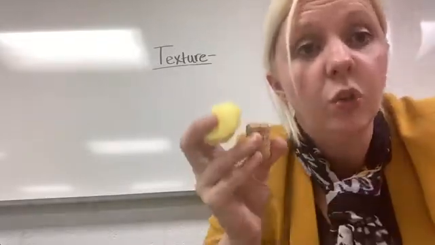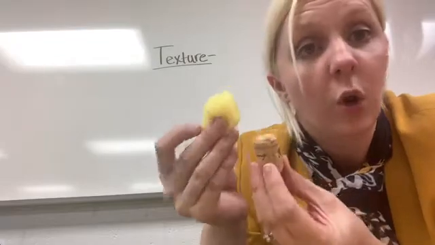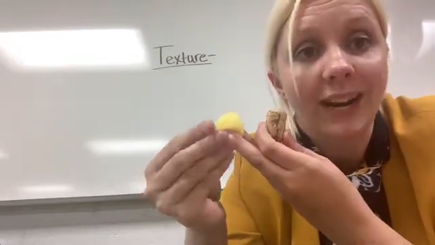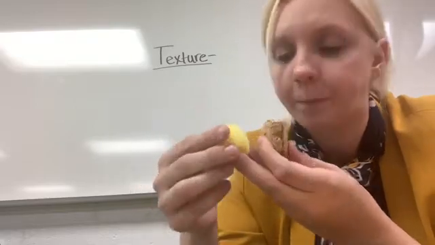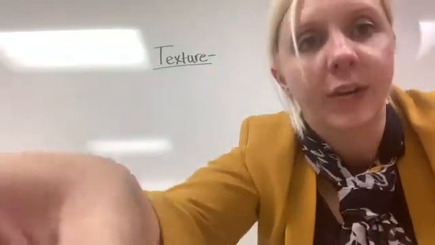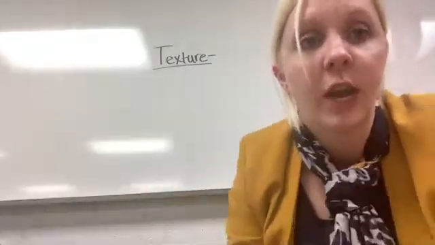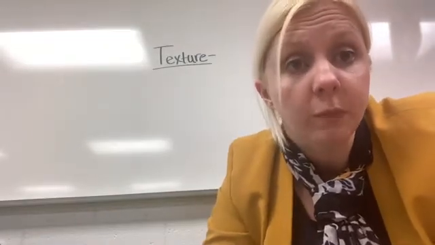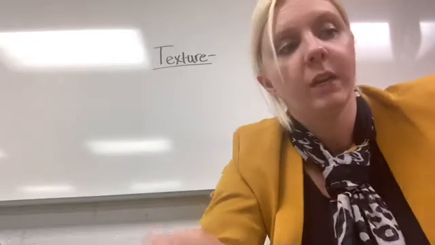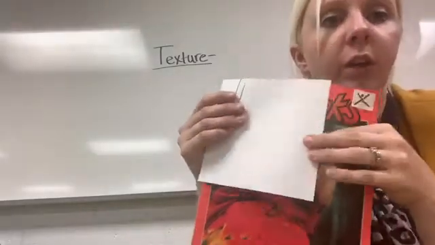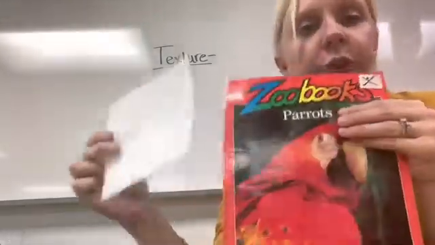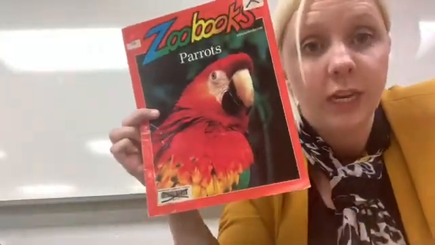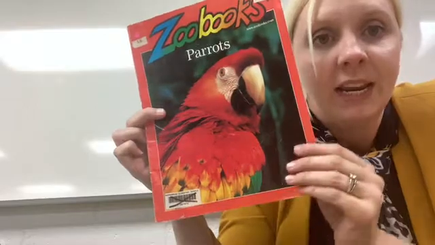Okay, there's two ways to create texture. One is to actually glue things down onto your artwork to create an actual texture where you can feel it. Two is to create simulated texture, and simulated texture is what we're going to be doing today. We're going to be drawing some pictures of some animals, and I'm going to give you an animal, and you're going to get a piece of paper. What you're going to do today is try to draw the animal as you see it, but the main focus is texture.